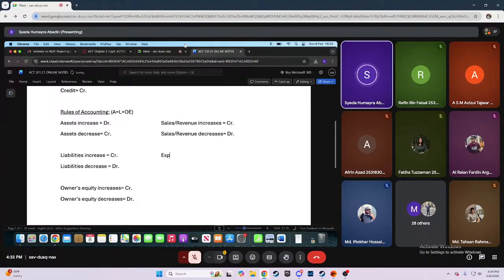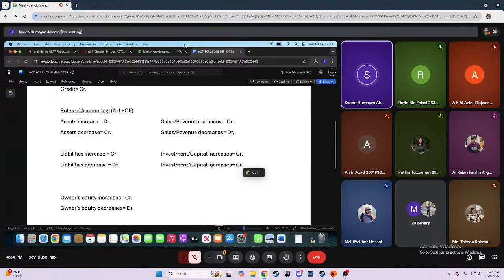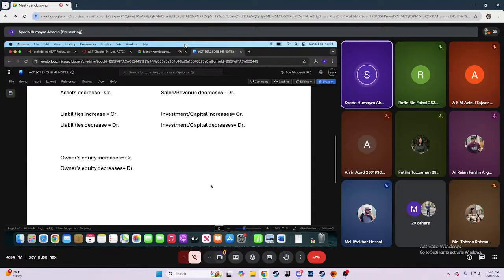Okay, then we know that the two items that increase owner's equity are revenue or investment. So the investment or capital, we know they both mean the same thing. I'm writing both, but you don't have to write both. You can write either one you're comfortable with. So every time you feel that your capital or investment is increasing, it should always go to the credit side. And if you feel like your investment or capital is decreasing, it will always go to the debit side.